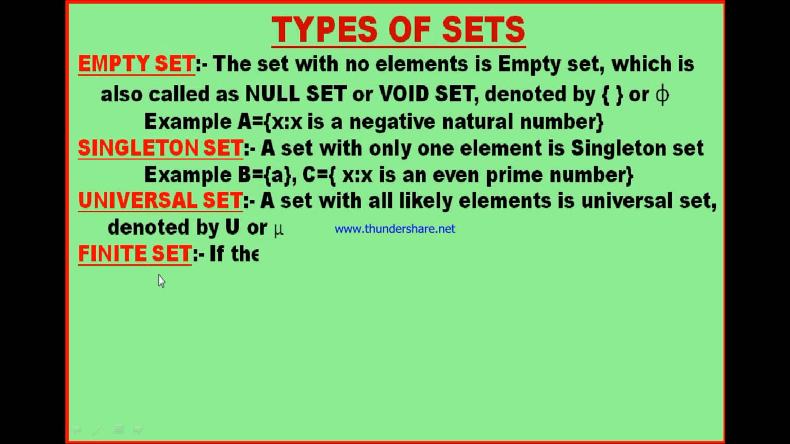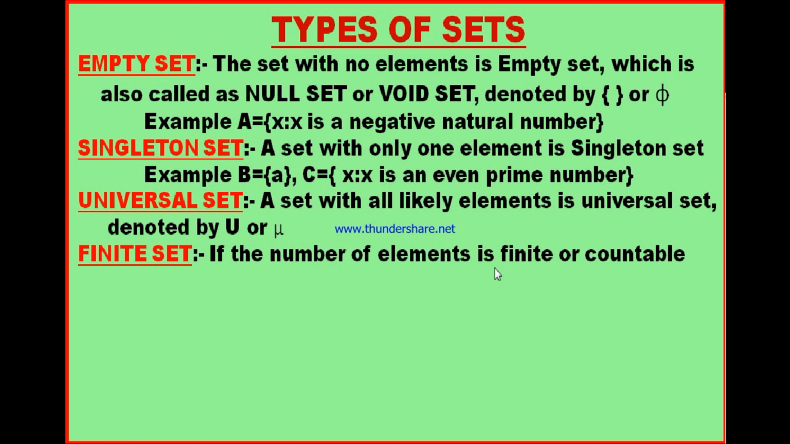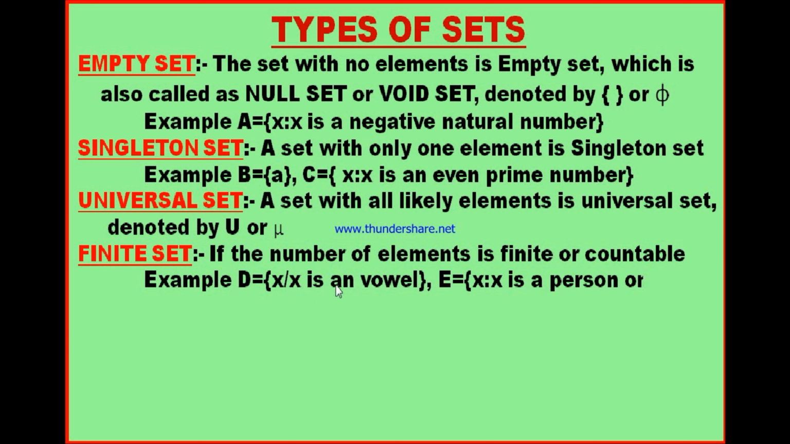The next is the finite set. If the number of elements in a set is finite or countable, such a set is called a finite set. For example, D is equal to the set of x such that x is a vowel. Now what are the vowels? A, E, I, O, U. There are 5 vowels in the English alphabet. You can count the number of vowels. Therefore it is a finite set.